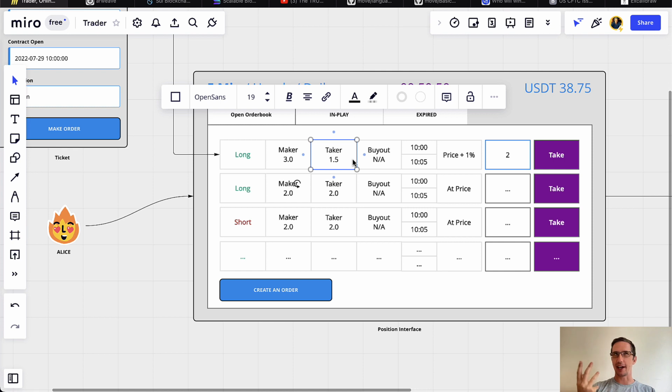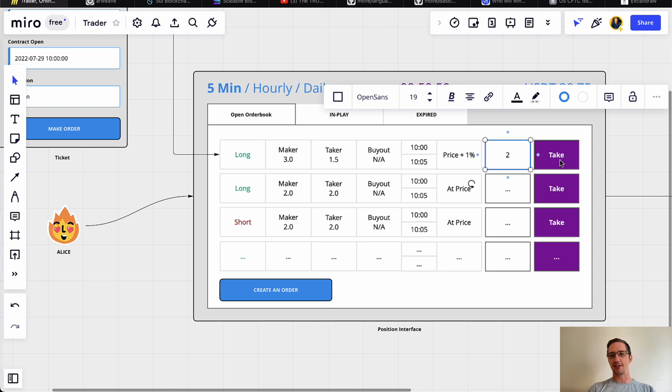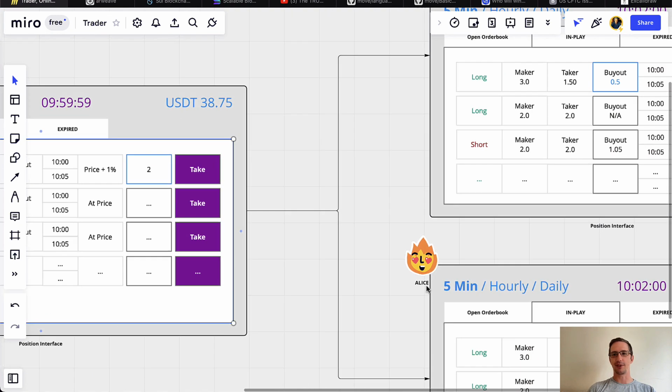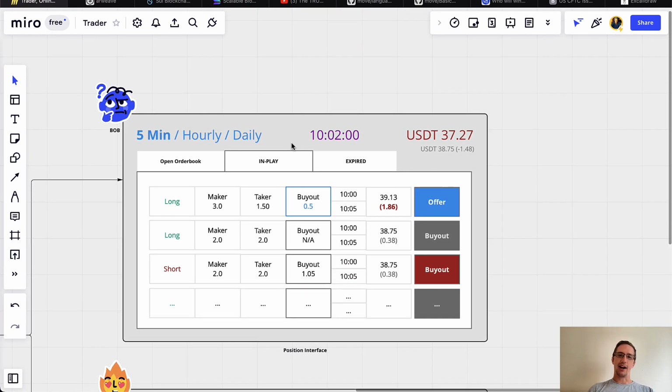Now, Bob's thinking, okay, there's an announcement coming out. I don't think other traders are aware of the impact that's going to have. So he does have his reasons. He could be right. But Alice says, no, I'll take that trade. So she goes and clicks take. If she wanted to create her own order, she would just click on this, create her own order, right? That's the idea.